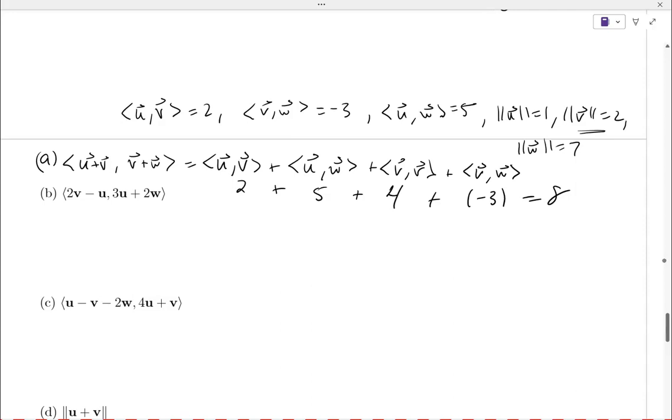Obviously, the other 3 were given to us. The only tricky one, I would say, was doing the v dotted with itself. Remember, magnitude or norm squared is the vector dotted with itself. That one make sense?